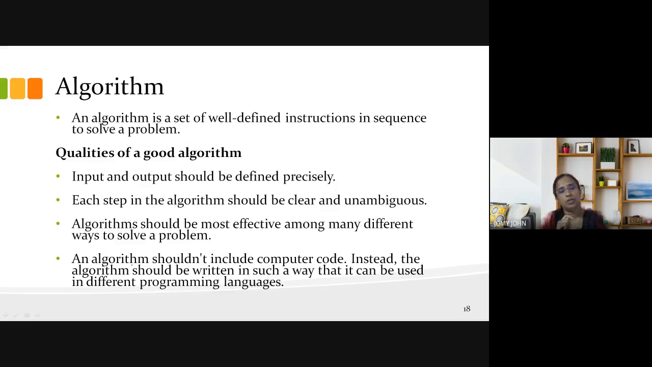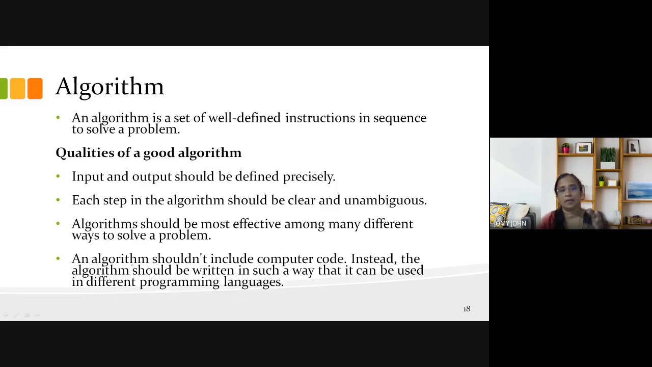Input and output should be defined precisely in the case of an algorithm. Each step of the algorithm should be clear. It should be unambiguous. There should not be any confusion in writing. So by reading a statement, the machine should be able to understand what is meant there. It should be the most effective among many other ways to solve a problem. In order to solve a problem, we have many ways. But here, we have to write an efficient algorithm. Our algorithm should be the best among the alternatives.